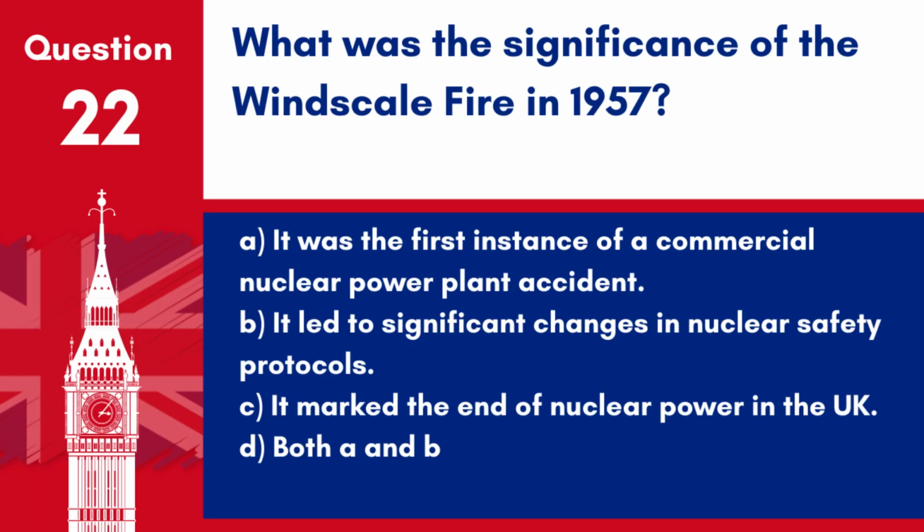Question 22. What was the significance of the Windscale fire in 1957? A. It was the first instance of a commercial nuclear power plant accident. B. It led to significant changes in nuclear safety protocols. C. It marked the end of nuclear power in the UK. D. Both A and B.